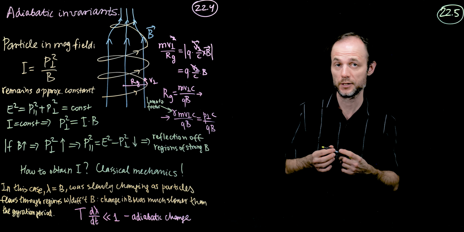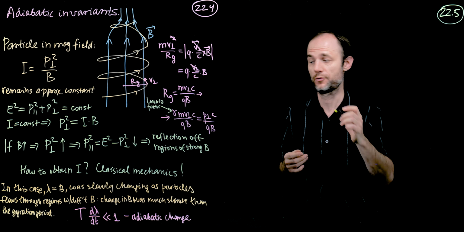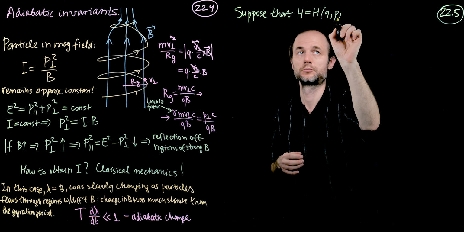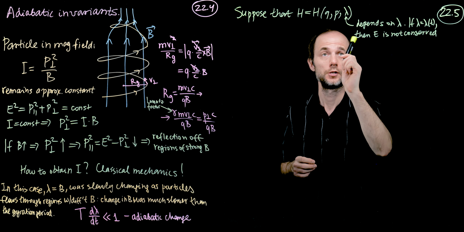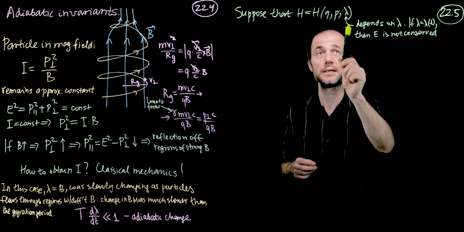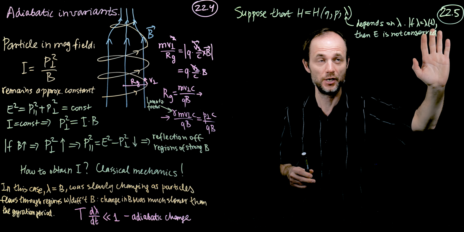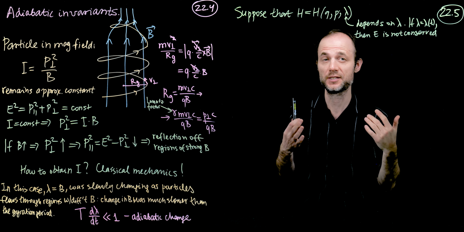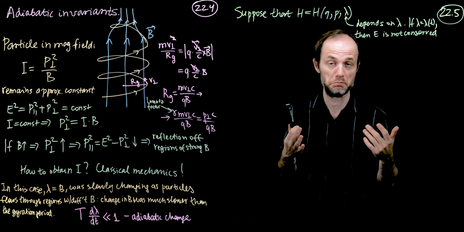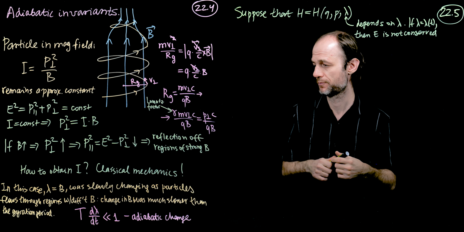So suppose that our Hamiltonian depends on this externally imposed variable. So lambda enters the Hamiltonian, and if lambda depends on time, it means that the energy is not going to be conserved. So we're going to have to find some other variable that is going to be conserved, or the adiabatic invariant.